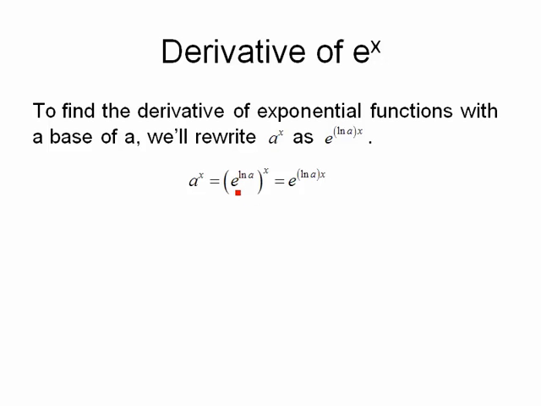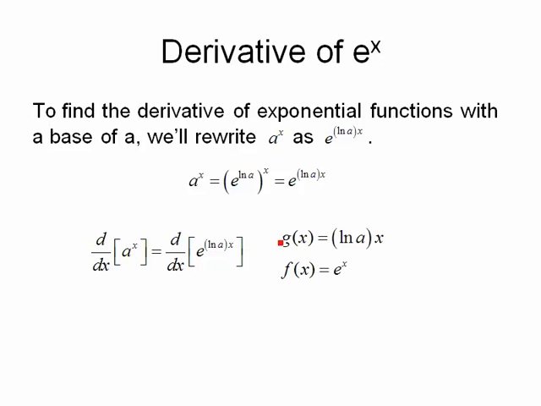If I go ahead now, because I have a power raised to a power here, I can multiply these powers. I end up getting e to the ln of a times x. So in order for us to take the derivative of a to the x, I'm going to instead take the derivative of e to the ln of a times x. The reason for doing that is we already know what the derivative of e to the x is. This is simply a composition of e to the x and ln of a times x.